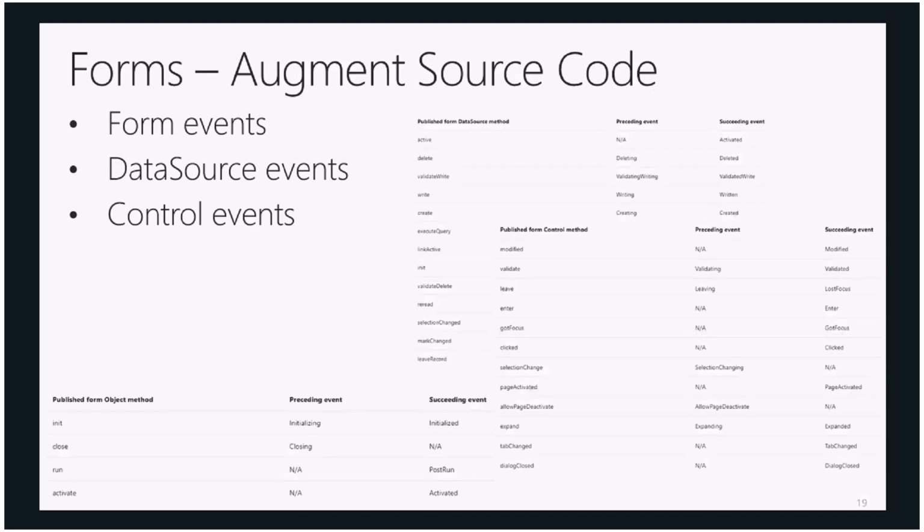Now we have all the various events documented on our docs site. Many of these events have preceding events and succeeding events, but not all. When you do have both events, the preceding event will end in "ing" and the succeeding event will end in "ed". Depending on exactly what you're trying to accomplish with your extension will determine exactly what event you hook into.